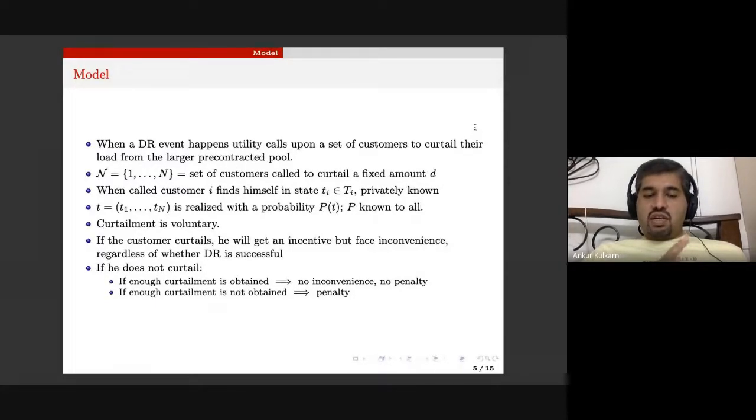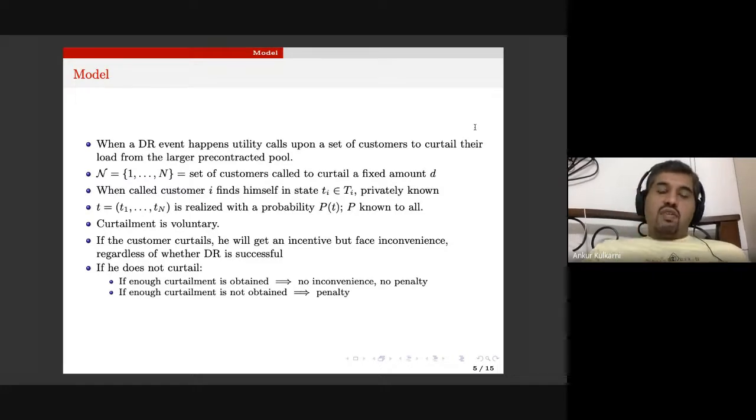But if he does not curtail, there are two possibilities. If enough curtailment is obtained from everyone, there is going to be no inconvenience for the consumer and no penalty for it. But if enough curtailment is not obtained from everyone, then he has to pay a penalty.